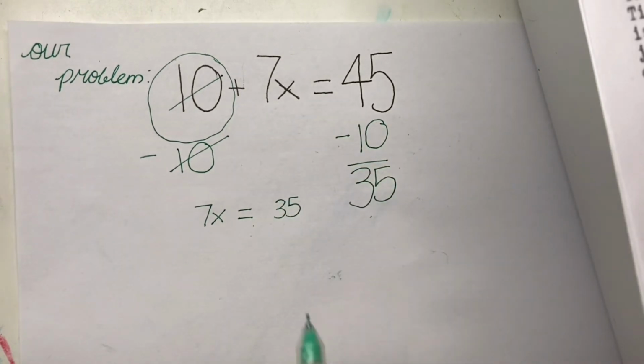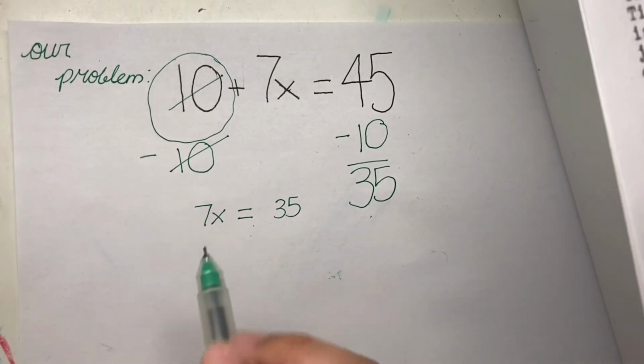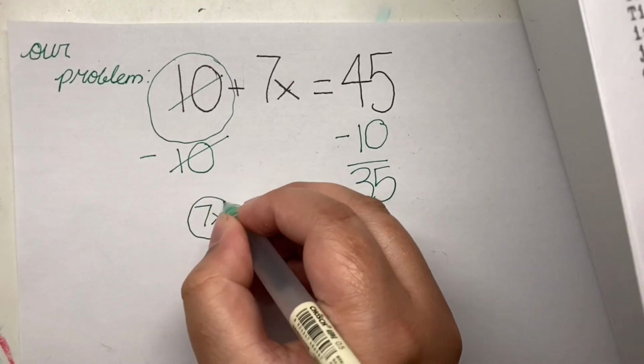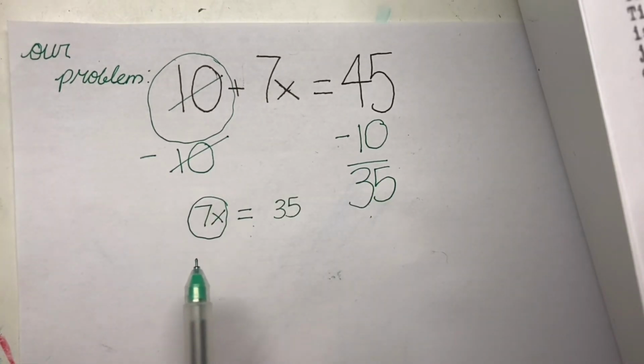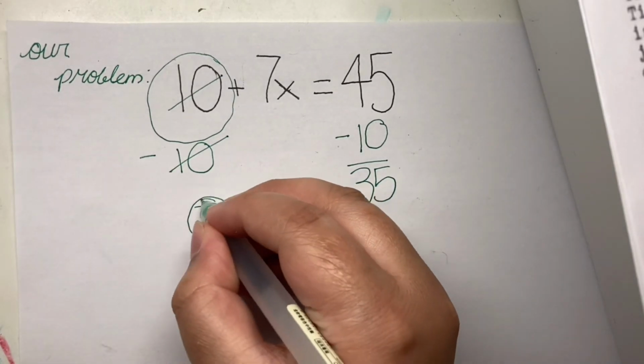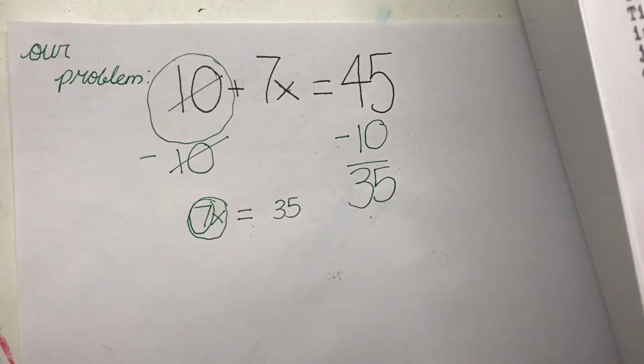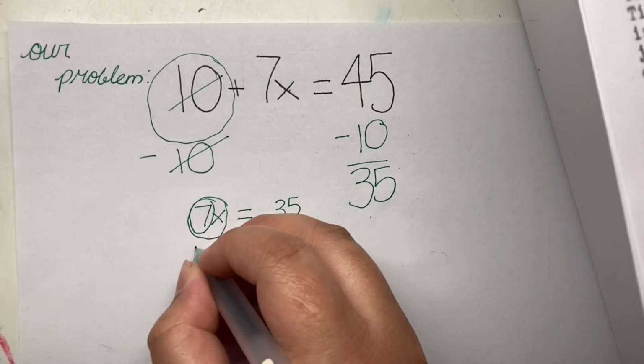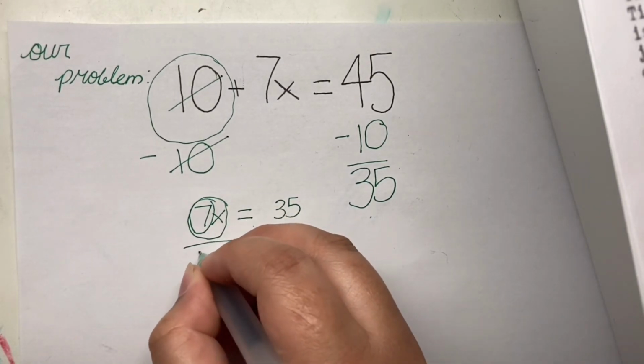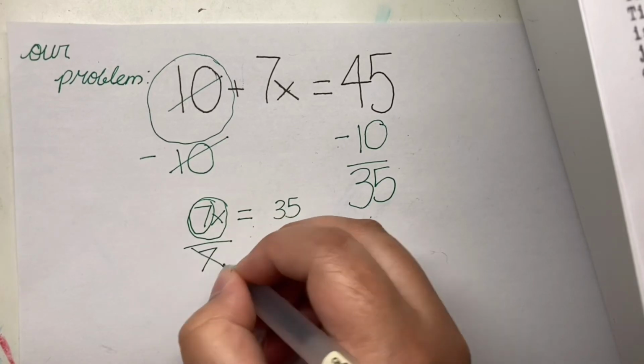Now, our mission is to somehow remove 7 from the x. But how do we really do that? Now, like I said earlier, any number that is next to a letter means that number times that letter. Like my previous example, 8O is equal to 8 times O. And here, 7x is equal to 7 times x. So what do we do? We divide by 7.